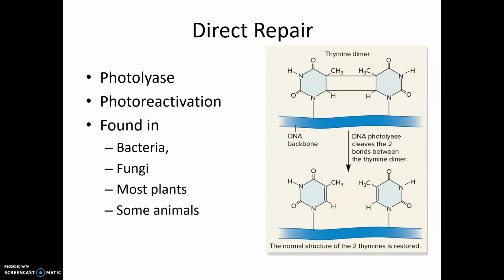And think about why it is important that most plants have this system. Well, where do you find plants? Hanging out outside, and they need sunlight to do what they do. So they have to have a mechanism in place to repair any damage caused by that sunlight.